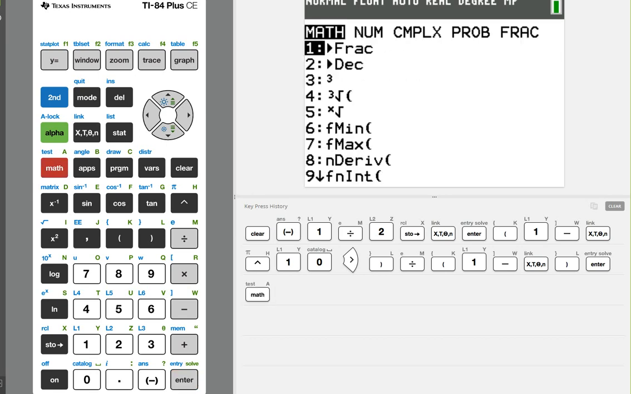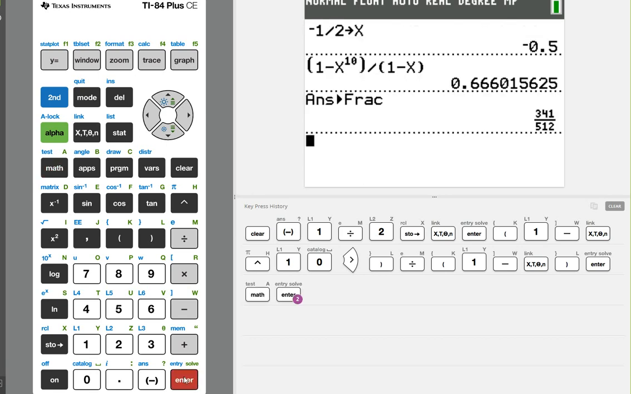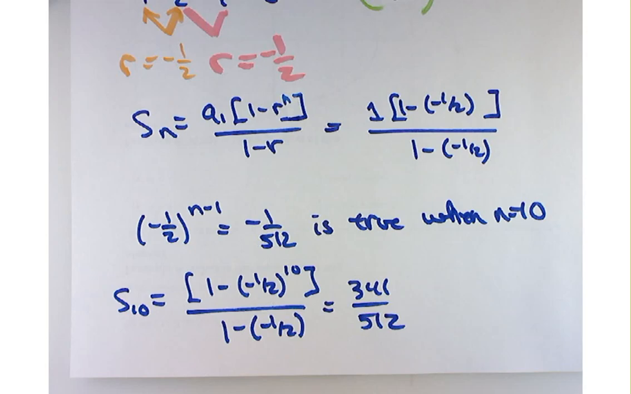What fraction is this? Hit the math key, press enter twice. 341 divided by 512. That's the number that I want to see on an exam. I don't want decimals. There's a problem with decimals, and that is sometimes you can do the wrong thing and get a decimal that's pretty close to the right answer. So that's why I don't want decimals on something like this.